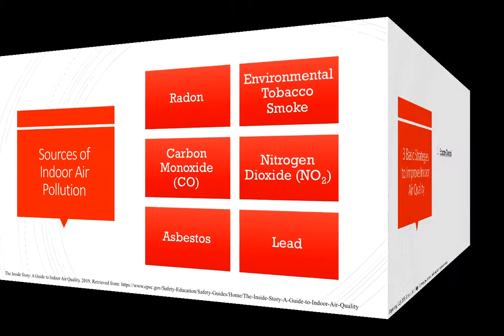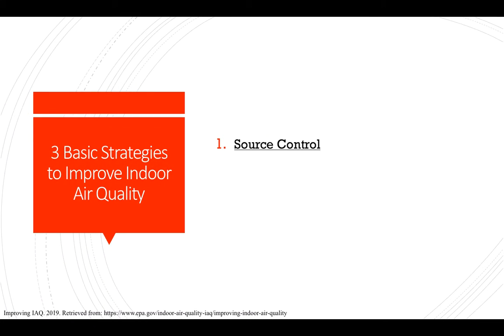So there are three basic strategies to improving indoor air quality. The first is source control. Source control is usually the most effective way because it reduces or eliminates individual sources of pollution and their emissions. It is accomplished by either sealing and closing or adjusting appliances to decrease the amount of emissions. The second strategy is improved ventilation.